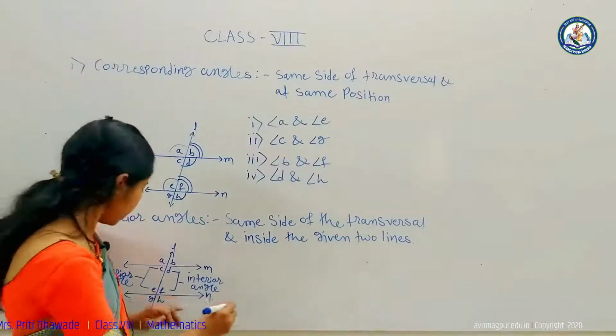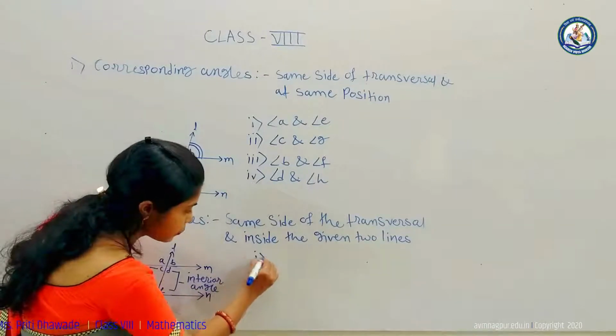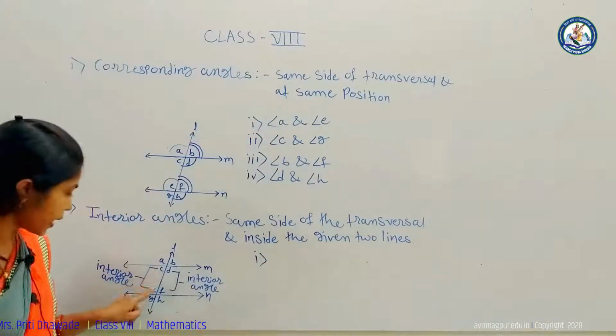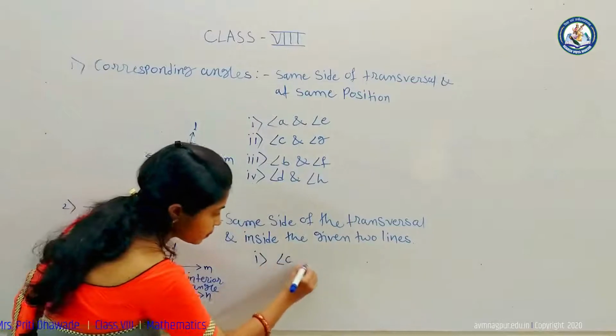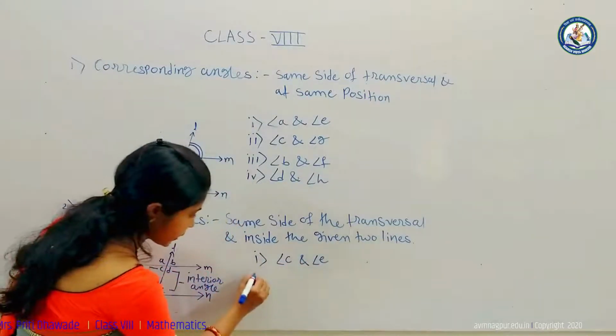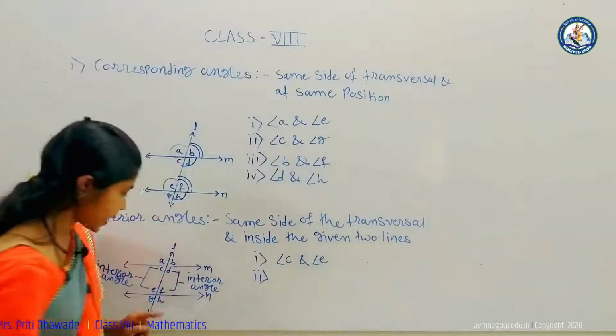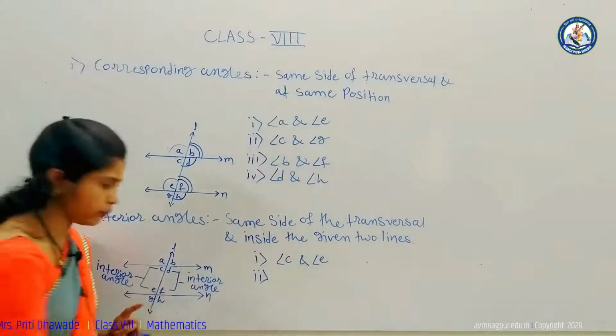So we get two pairs of interior angles. First, angle C and angle E. And second, angle D and angle F.